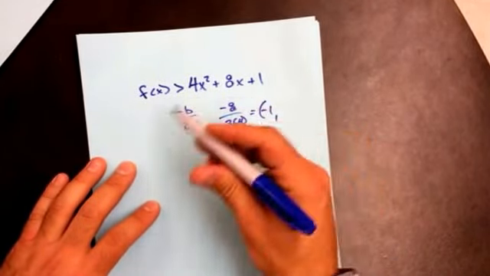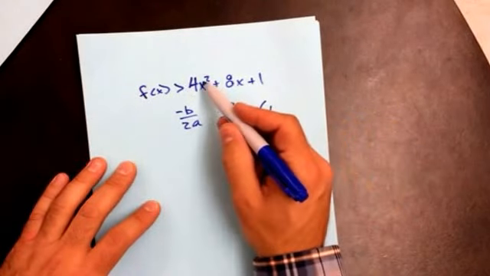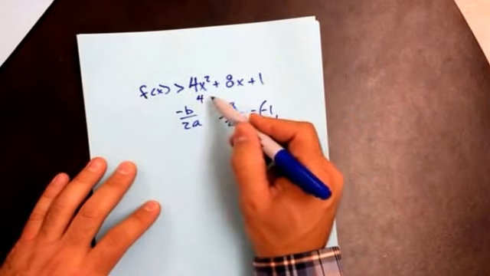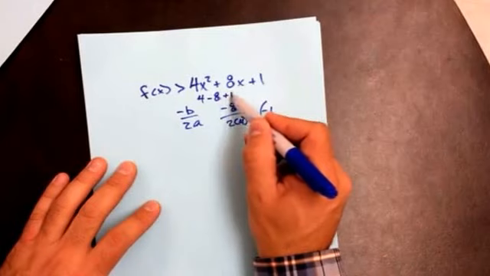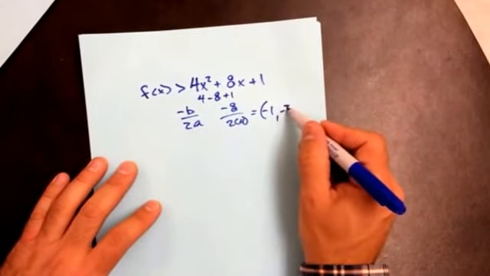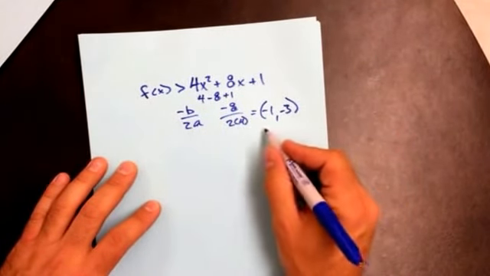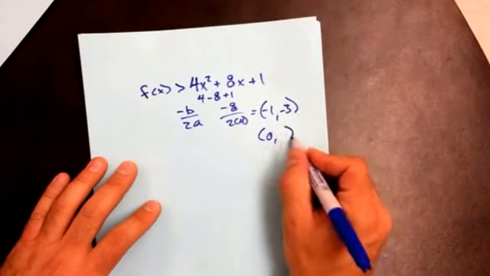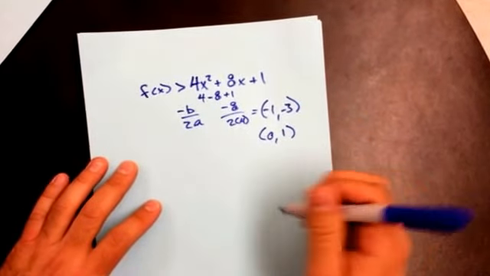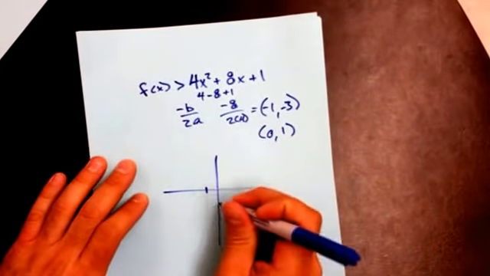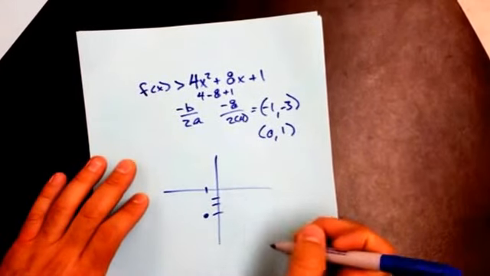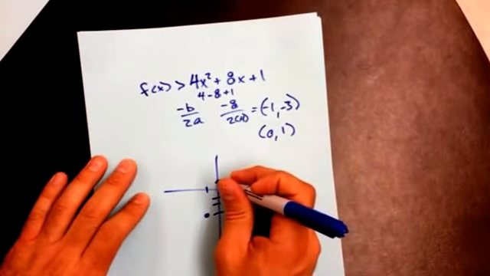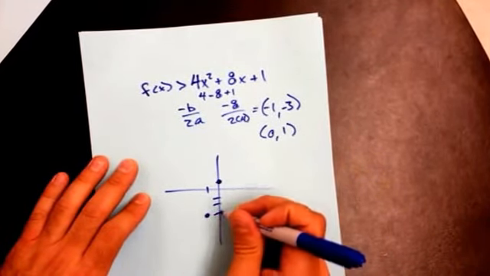Now I'm going to take that and plug it back into the equation. Negative 1, which gives me 4, minus 8, plus 1. So I get negative 3. And I'm also going to use the y-intercept. The y-intercept is just 0, comma, the c value, which is 1. So on my graph, I'm going to go to negative 1, negative 3, and I'm going to make a point. I'm going to go to 0, 1, and I'm going to make a point. So it went over 1 and up 4.